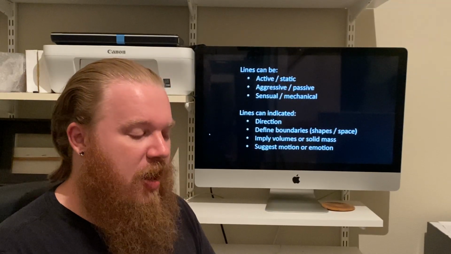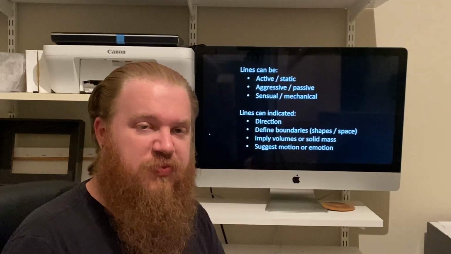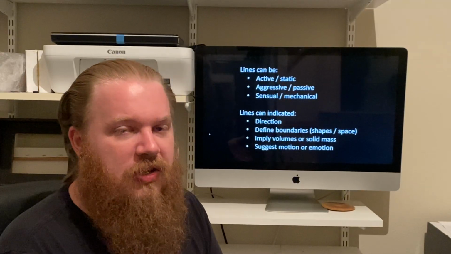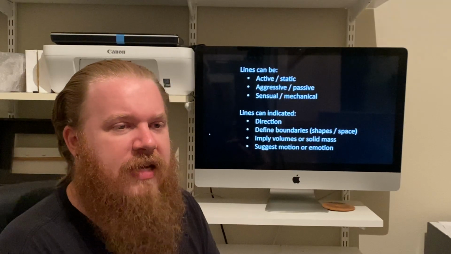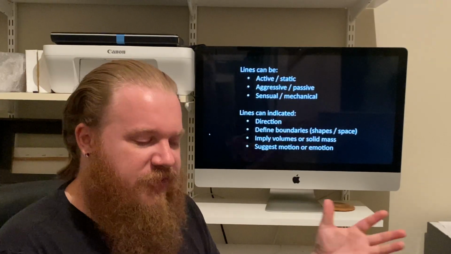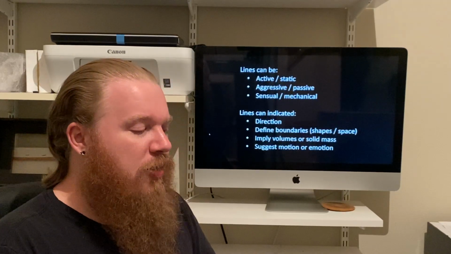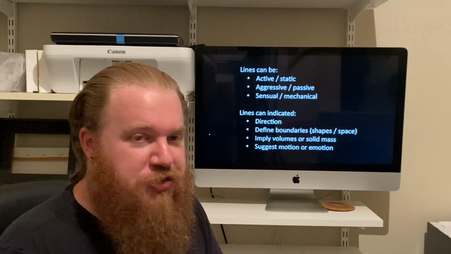They can be used to define borders or boundaries between not only shapes but also space. They can also imply things like volume and solid mass. So we can use them to illusionistically recreate solid matter and things like that within the two-dimensional realm. But they can also be used to suggest things like emotion or motion in general.